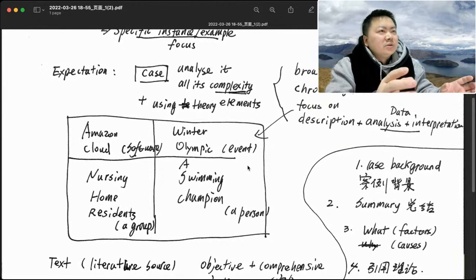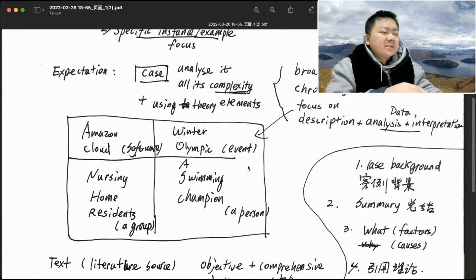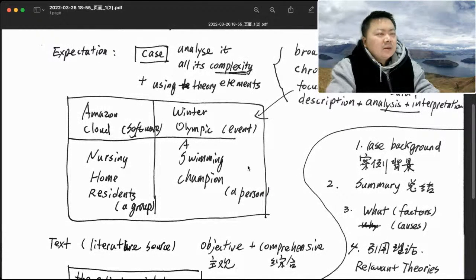I need to use chronological order. That's the order of time. I need to have a focus on a specific group. Focus. There are 4 points, and the third one is focus. The fourth one is description plus, for data, I need to have analysis and interpretation. This is quite hard for me to understand.